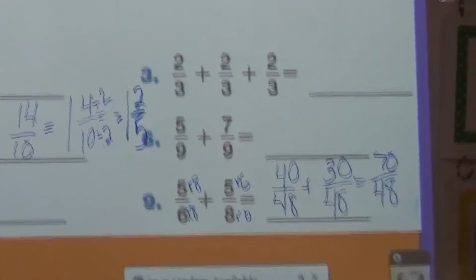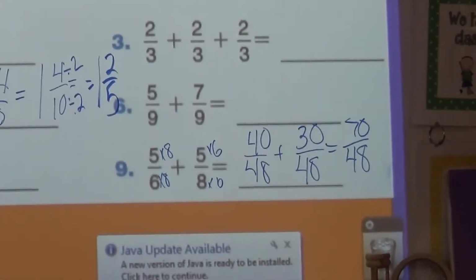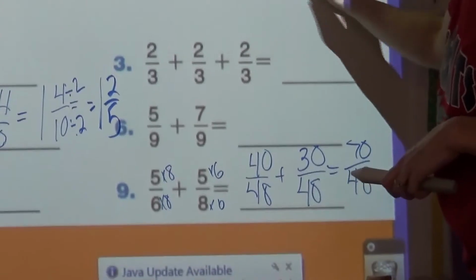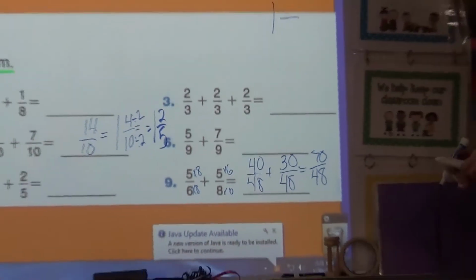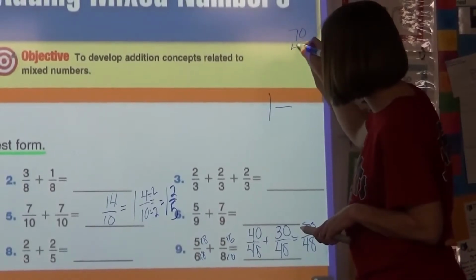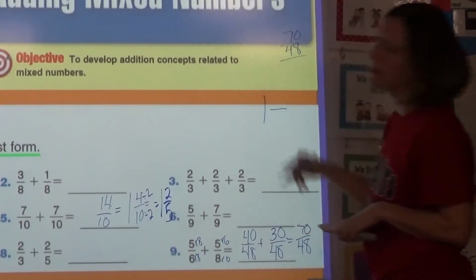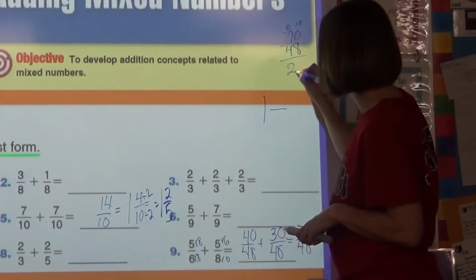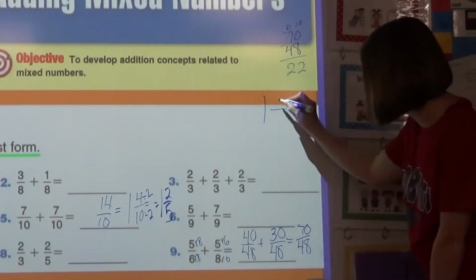Now remember, if I have an improper fraction, that's not simplest form yet. So how many 48ths go into 70? Well, it goes in one time. To figure out what's left over, you can come up and do 70 minus 48 to figure that out. If you know it mentally, you can do it that way also. So I have 22 left over out of 48.